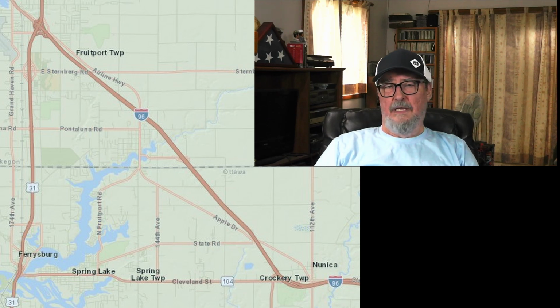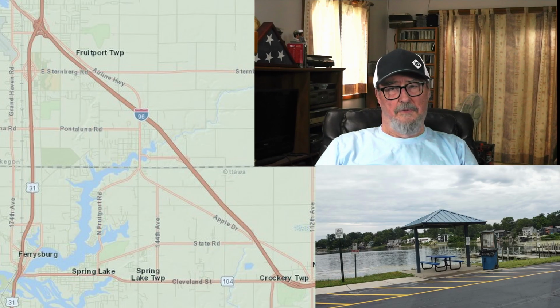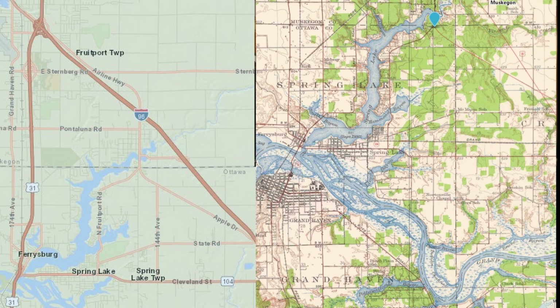From the interchange of I-96 and Airline Highway, we proceed southeast to Fruitport. The Viking, as usual, has an interesting story about the place. There's a complex system of waterways here which confused me. Many of the little bays and inlets are shown on the map as bayous. How can that be? This isn't Louisiana.